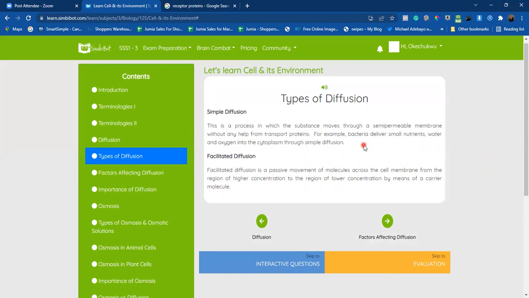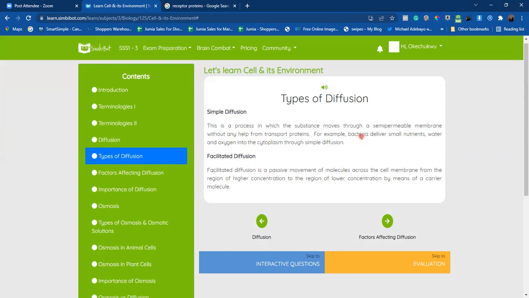Now, simple diffusion is the process whereby these particles, these substances, move through a semi-permeable membrane without the help of any transport protein. Transport proteins are proteins that help in the movement of substances or materials from one point to another. For instance, hemoglobin helps in the transport of oxygen in the blood. So it is an example of a transport protein.